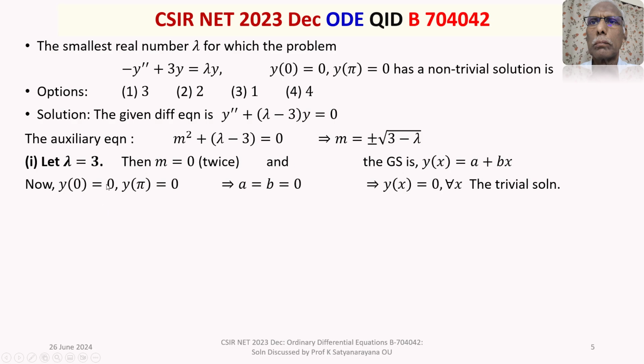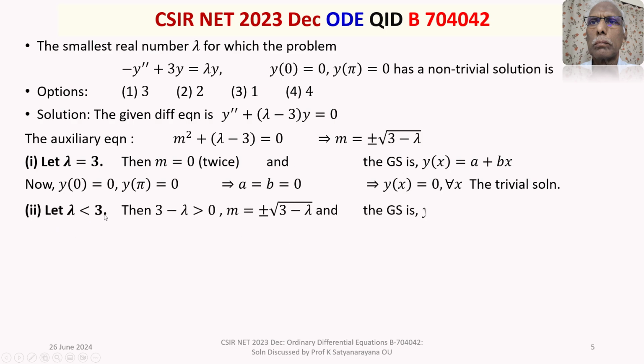How? y at 0 is 0 means put x equals 0 in this. y at 0 will be a only, and y at 0 is 0, therefore a equals 0. Similarly, y at pi equals 0 will give rise to b equals 0. Thus both the constants are 0, therefore y of x equals 0 for all x, and this is the trivial solution. But we are looking for the non-trivial solution. Let's take the second case.